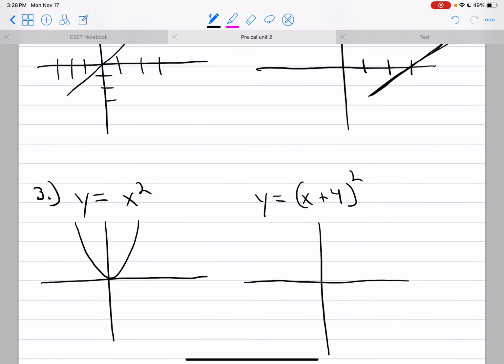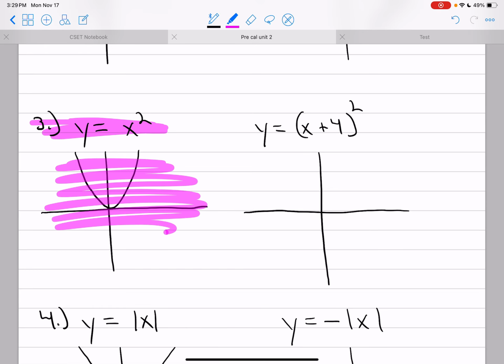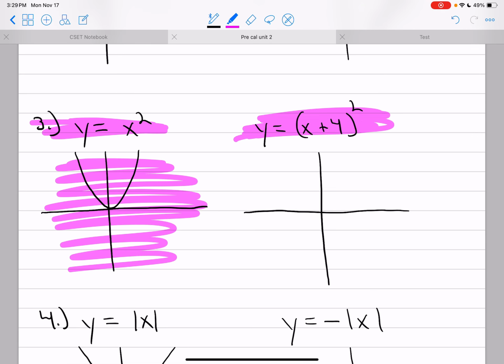All right, let's take this next one. Let's do y equals x squared. We know what that looks like. It looks just like this. Why don't you go ahead and draw what you think y equals x plus 4, squared would look like?